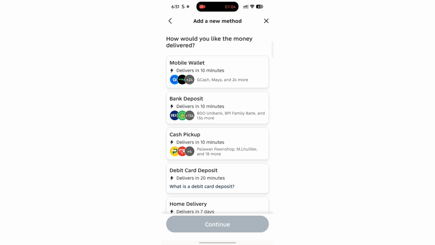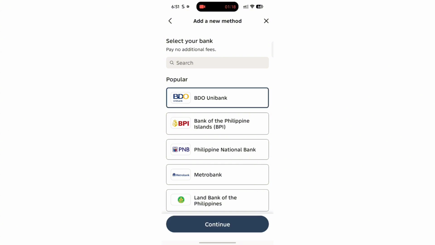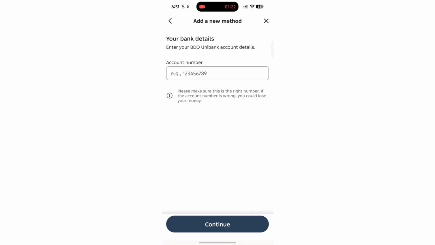Now, the requirements would be a valid ID, ensure your name matches the sender's details, and verify your GCash or bank account. And that is how you can easily accept money through Remitly. Accepting money through Remitly is simple. Choose bank deposit, cash pickup, GCash, or home delivery.